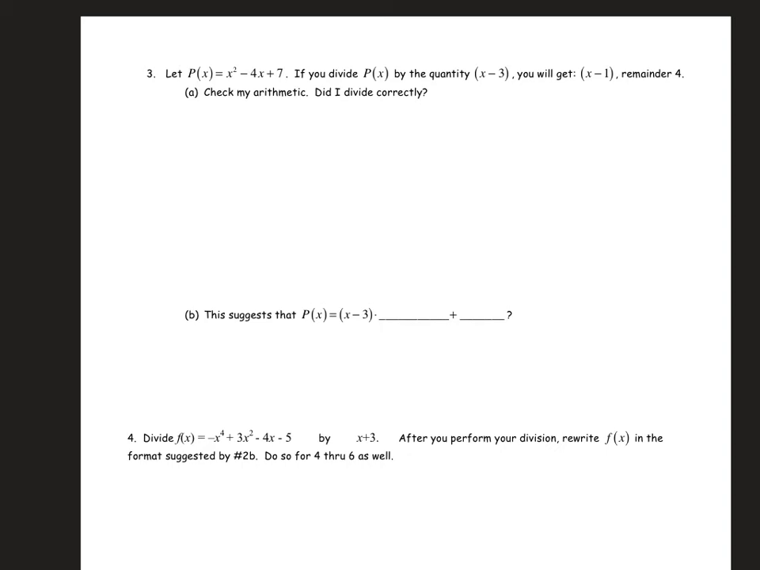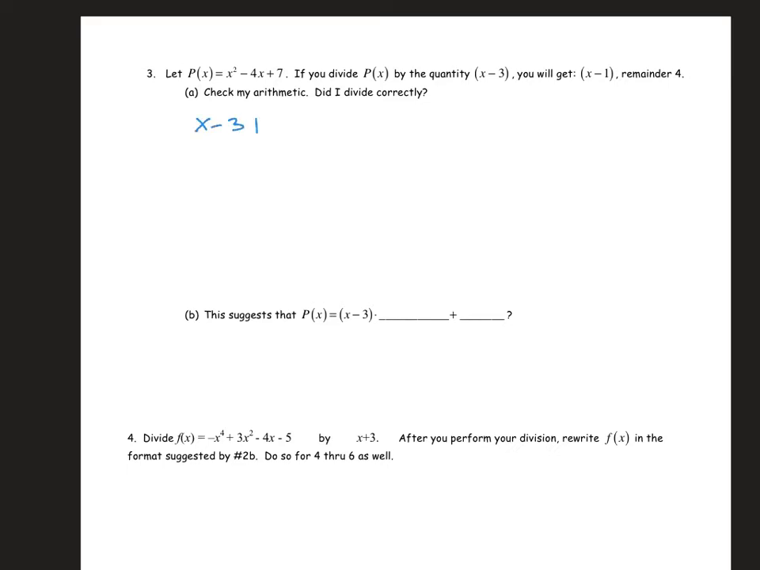Okay, this is in section 4.2 where we're doing division of polynomials, and let's look at number 3, where it says here's a polynomial, and if you divide it by the quantity x minus 3 you will get x minus 1 remainder 4. Let's check the arithmetic.